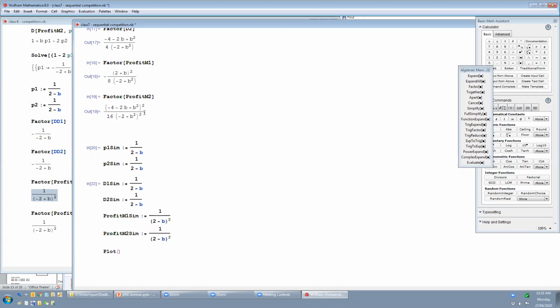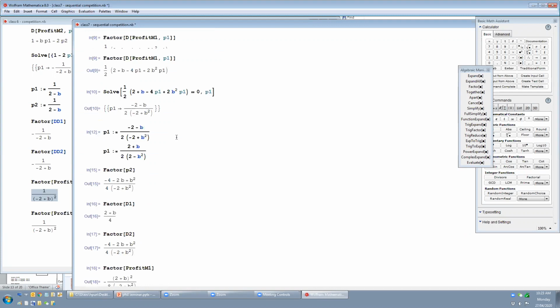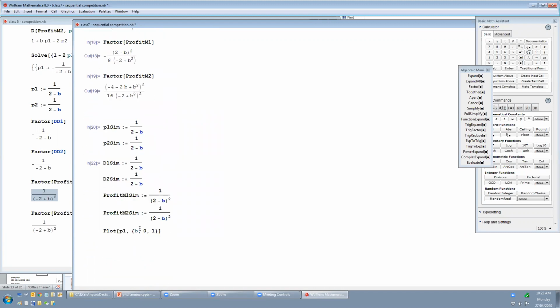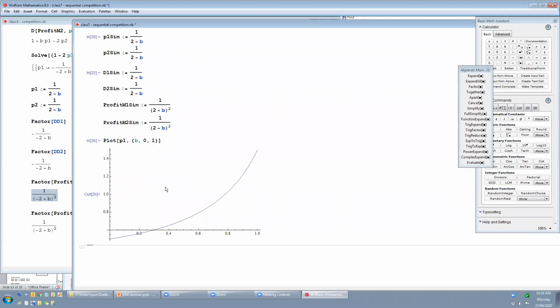So then we plot P1, B01. Plot P1, B01 means the price P1. Remember that P1 is the sequential price. We have set P1 earlier, which is this value. And then I want to plot it as a function of E from 0 to 1. So then it looks like this.